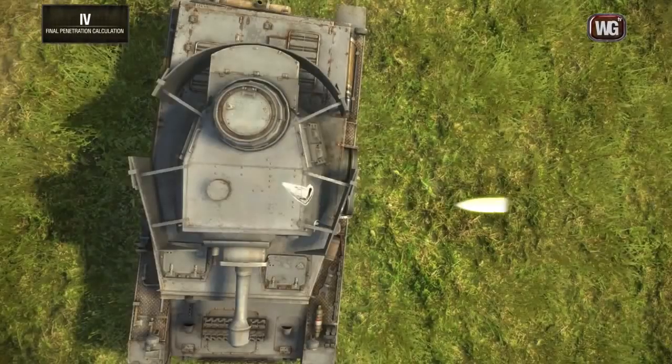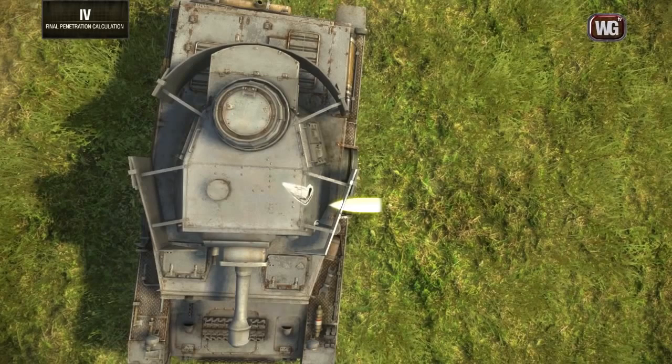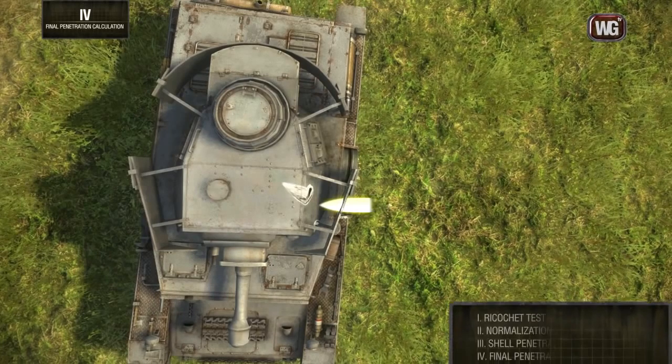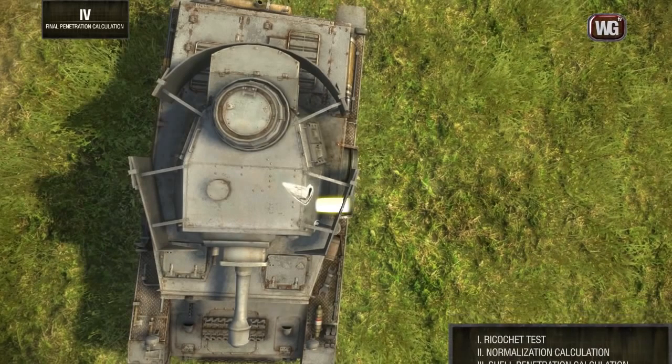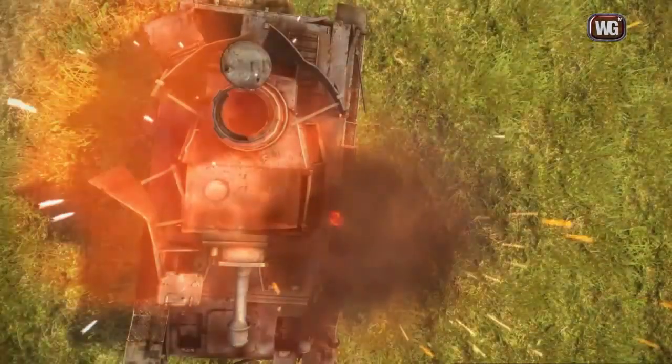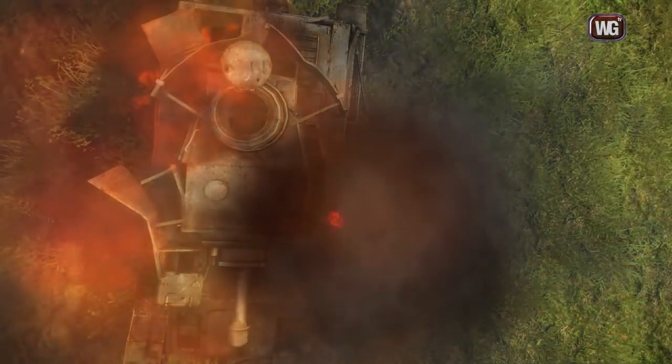The fourth step. After penetrating the spaced armor, the shell keeps moving, but its penetration potential is reduced by the thickness of the spaced armor. If the shell hits the primary armor after completing those steps, the whole algorithm gets repeated. Ricochet test, shell normalization, and calculation of final penetration. If the underlying armor is penetrated, the vehicle is damaged by the shell using its average value plus or minus 25%.